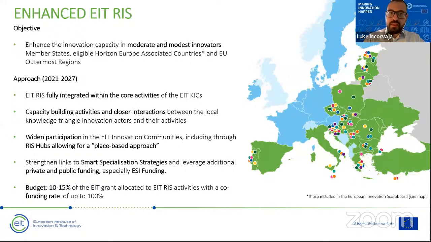Now, the co-legislators have enshrined the European Innovation Scoreboard as the sole selection criterion for eligibility in terms of the EIT RIS, and therefore we will continue to support moderate and modest innovative member states and eligible Horizon Europe associated countries. However, those countries which are not listed in the European Innovation Scoreboard are not eligible. This is, of course, not the case for any EU member states, but it may impact some Horizon Europe associated countries. In addition, we will also support, starting from this year, the EU outermost regions. These are those outermost regions which are delineated within the Treaty on the Functioning of the European Union.